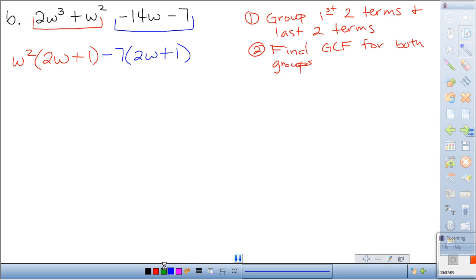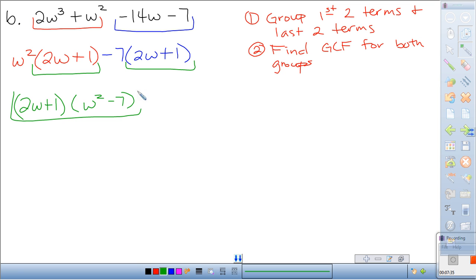And again, you see we end up with this common term here, this common binomial, 2w plus 1. So we're actually factoring out the 2w plus 1 from each one of our sets here, from each one of our groups, and then what's left over becomes its own binomial, w squared minus 7. And again, we can check it simply by FOILing. So this is your answer.